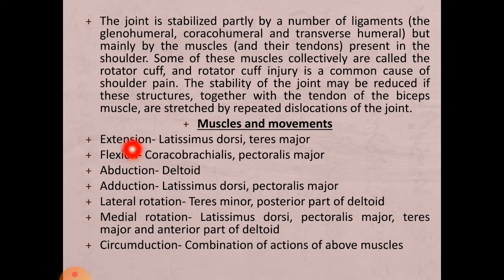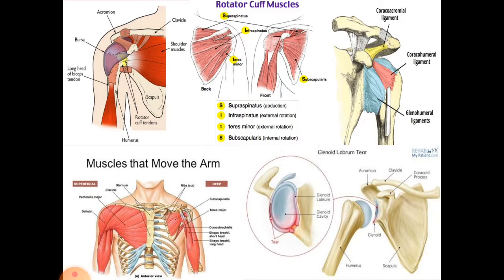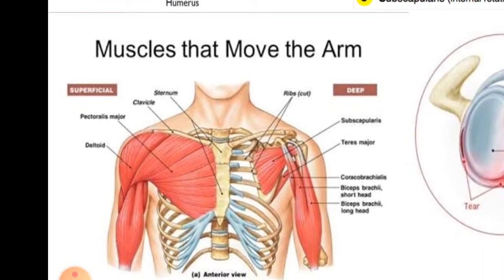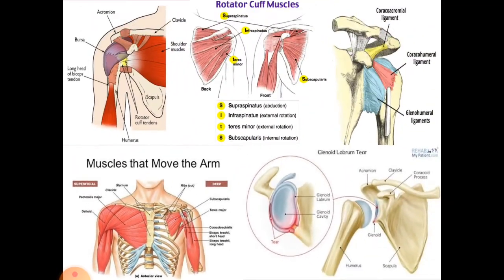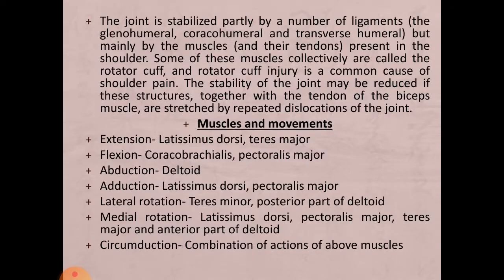Next we have the abduction, and the abduction is caused by the deltoid muscle, which is a superficial muscle. Next we have the adduction. Abduction is moving your arm away from the body, and adduction is moving your arm towards the body.